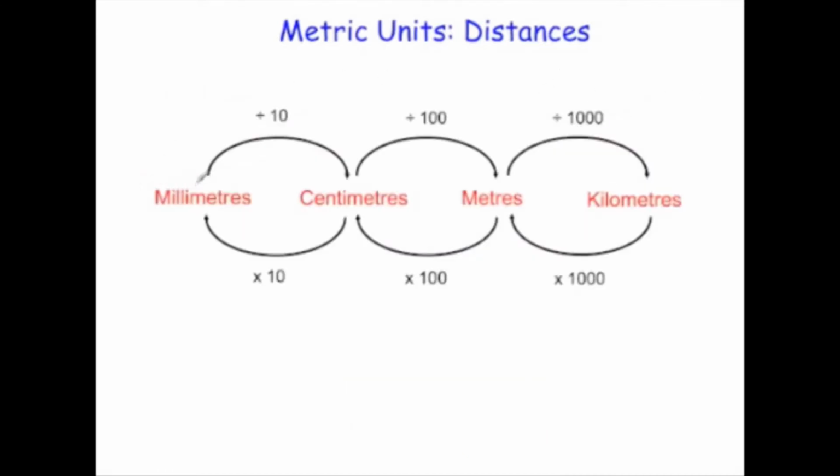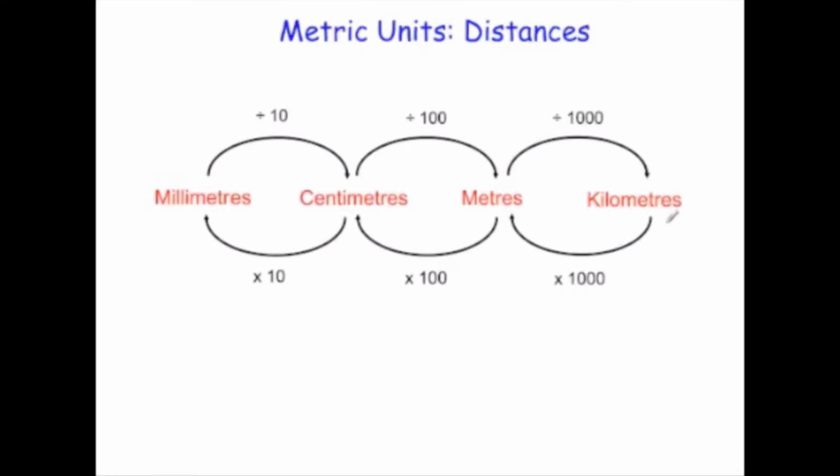So here we've got millimeters. So to go from millimeters to centimeters, you divide by 10. For instance, 80 millimeters would be 8 centimeters, so you divide by 10. To convert between centimeters and meters, you divide by 100. For instance, as we know, 100 centimeters is equal to 1 meter. To convert between meters and kilometers, you divide by 1,000. So, for instance, 1,000 meters would be 1 kilometer. 1,000 divided by 1,000 is equal to 1.